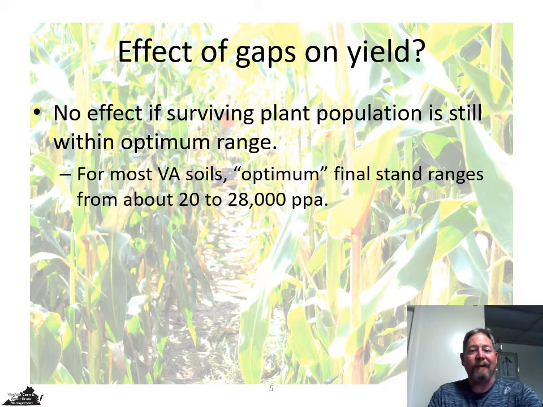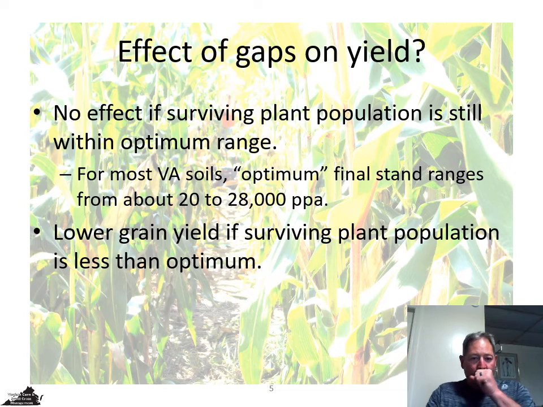In terms of the effect of gaps on yield, there's generally, based on our research, not much effect if the final plant population is still within the optimum range. So in this slide, I say 20 to 28, and that's typical for a lot of the soils in Virginia. For some farmers, it might be a little bit higher. But if it's still within that optimum range for your overall plant population goal, then gaps aren't typically that detrimental. We do see lower grain yields if the surviving plant population is significantly less than optimal. So we still need to see that stand even with the gaps.